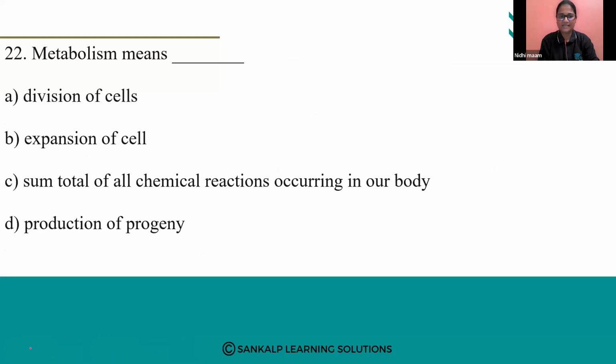Division of cells, expansion of a cell, sum total of all chemical reactions.